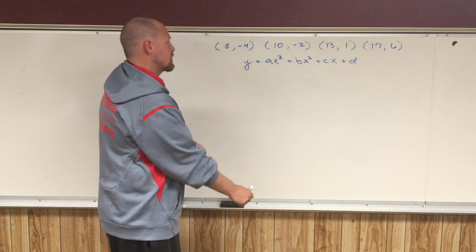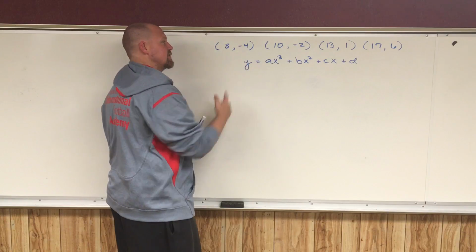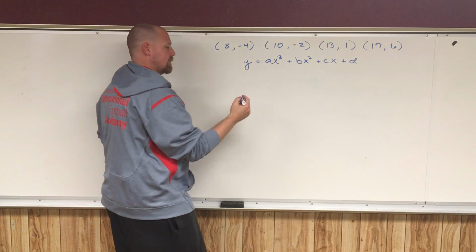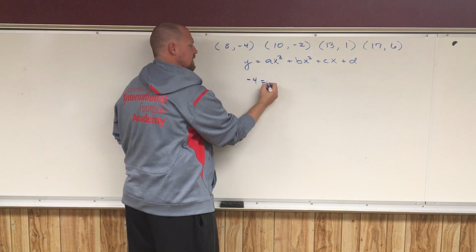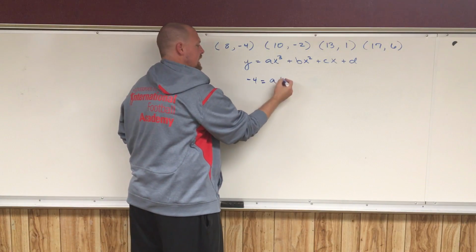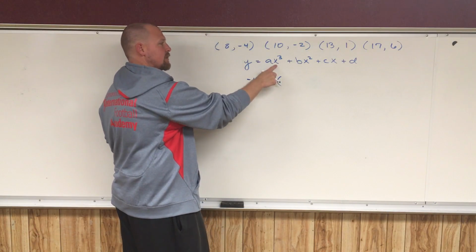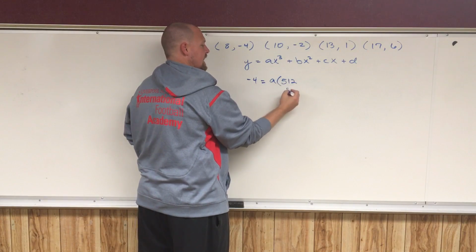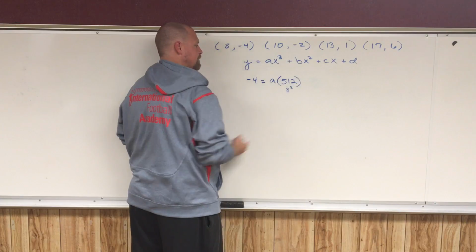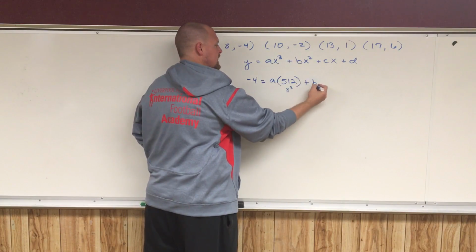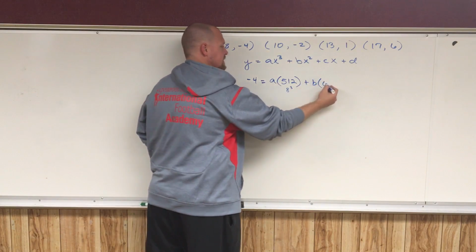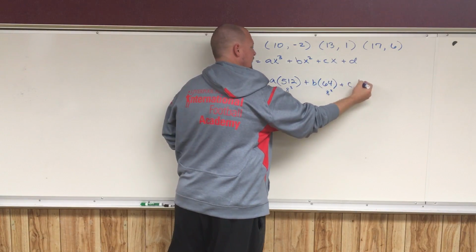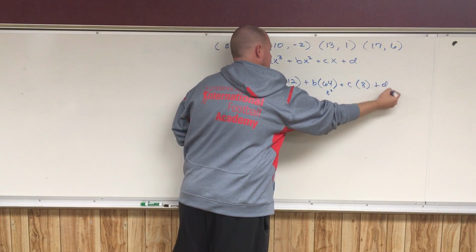So first we have to take this first equation, substitute 8 in for each of the x values, substitute negative 4 in for the y. So our equation here is negative 4 equals a times 8 to the third power, which is 512, plus b times 8 squared, which is 64, plus c times 8 plus d.